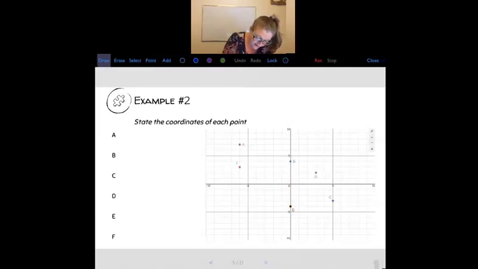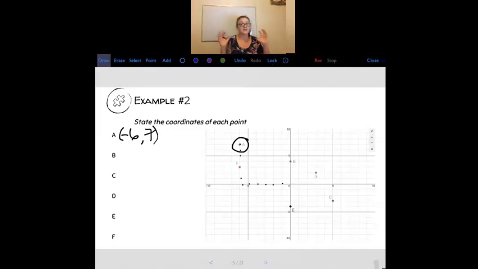So here's point A. To get to A, I have to go over 1, 2, 3, 4, 5, 6, and that's negative because I went to the left. Also, there's a negative 5 there as a marker. And then I go up 1, 2, 3, 4, 5, 6, 7 in the y direction. So that point is negative 6 comma 7.